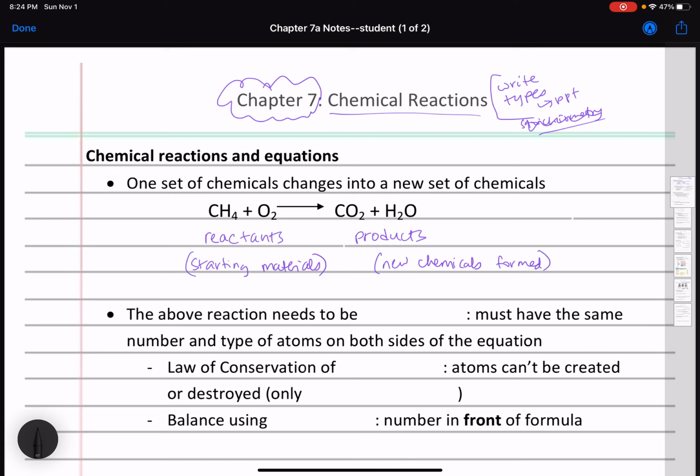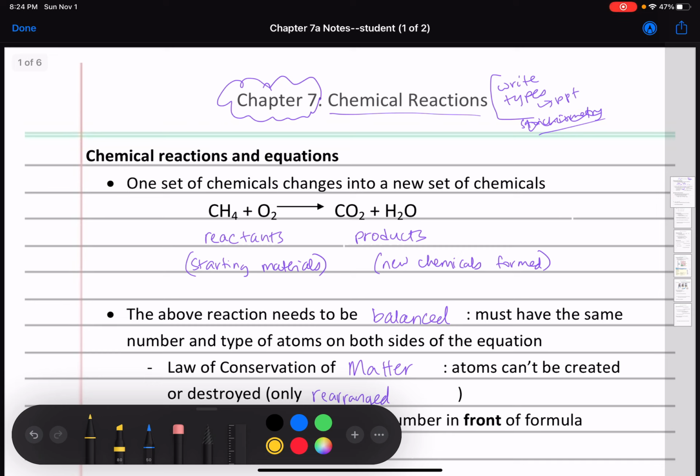All right, so this reaction as written is not balanced. It needs to be balanced. And what do we mean by that? So chemical equations need to have the same number of atoms of each element on both sides of the equation, due to something called the law of conservation of matter, which says that we can't create or destroy matter, we can only rearrange it. All right, so matter can't be created or destroyed, it can only be rearranged.